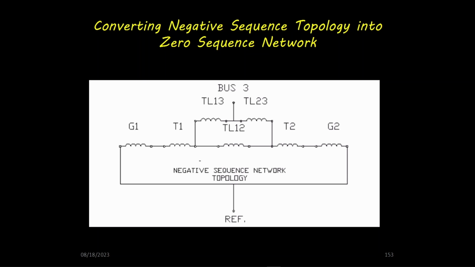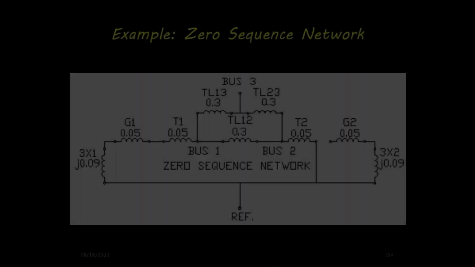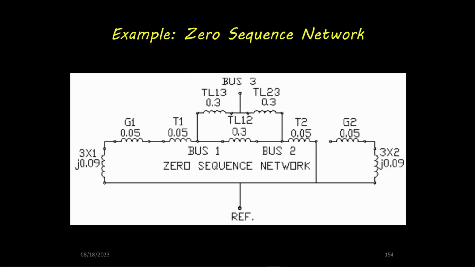Copy the negative sequence network topology. Change the name to the zero sequence network. Copy the transformer phasing connections from the one-line diagram. Open the delta connections. Connect the Y connection to the reference bus. Insert 3 times the neutral impedance into the network. This is the resulting zero sequence network.